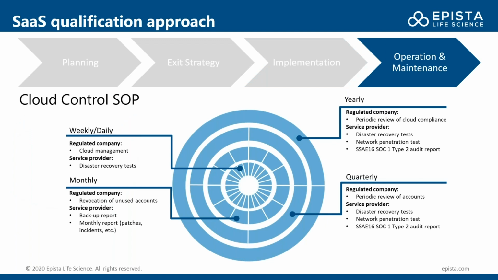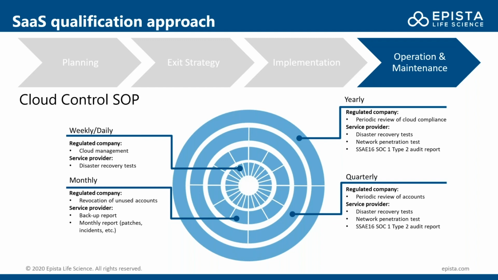If we zoom in a little bit on the cloud control O&M, then what we do is we define a control wheel. The wheel defines recurring activities, so activities that are occurring on a daily or on a weekly basis. This could be general cloud management, disaster recovery from the cloud service provider. Monthly activities could be revocation of unused accounts, so user cleanup. Quarterly reviews could be periodic review of accounts and account accesses.